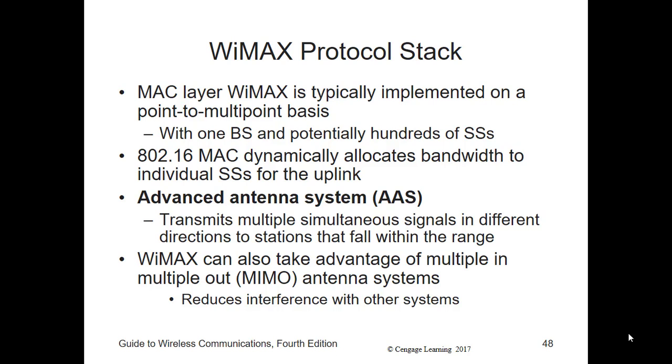The MAC layer of WiMAX is typically implemented on a point-to-point or point-to-multipoint basis with one base station and potentially hundreds of subscriber stations, including mobile users. The 802.16 MAC dynamically allocates the bandwidth to individual subscriber stations for the uplink. This is key to the high data rates possible for WiMAX networks. In addition to supporting a large number of subscriber stations, the MAC convergence sublayers allow WiMAX to be implemented as an efficient transport in point-to-point systems for the backhaul.